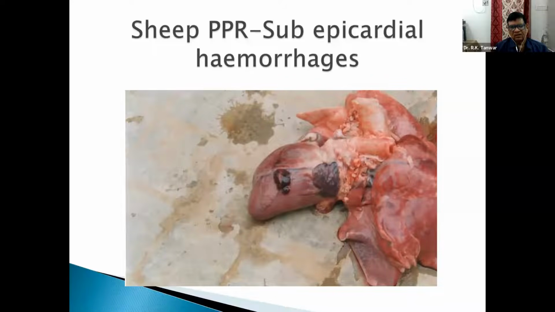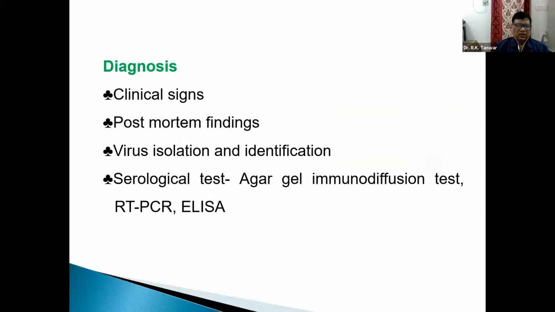In one case, I have seen some epicardial abrasions, very characteristic, visible in this picture. Diagnosis again: clinical findings are characteristic, postmortem findings are characteristic. Virus isolation is difficult, but the PPR test can be easily done. But I don't know the need for these tests because the disease can be diagnosed by clinical signs and postmortem.